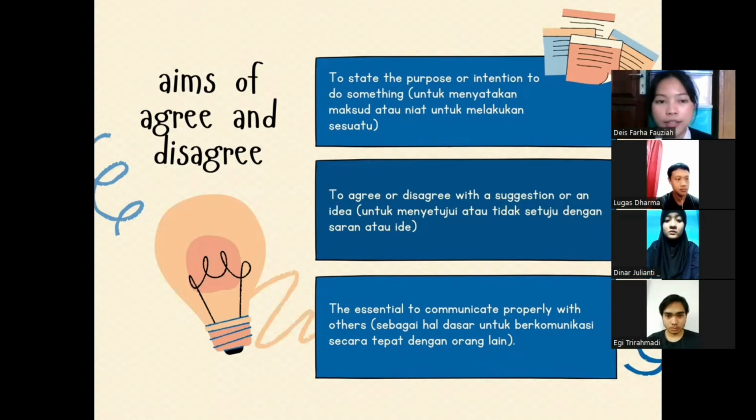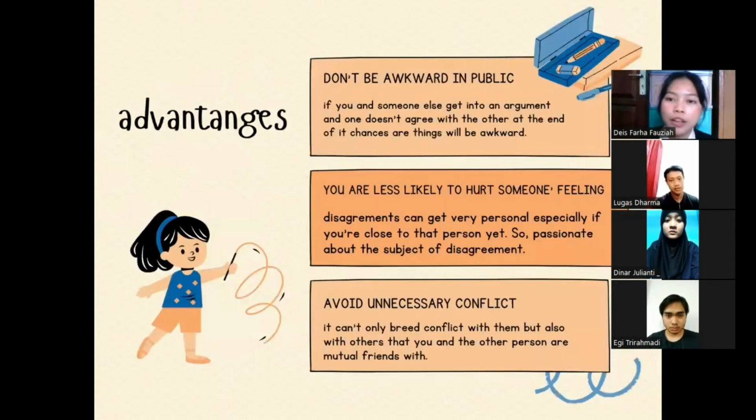Okay, next is advantages. Don't be awkward in public. If you and someone else get into an argument and one doesn't agree with the other, at the end of it, chances are things will be awkward. And the second one is you are less likely to hurt someone's feelings. Disagreements can get very personal, especially if you are close to that person and passionate about the subject of disagreement. And the third one is avoid unnecessary conflict. It can breed conflict not only with them, but also with others that you and the other person are mutual friends with.